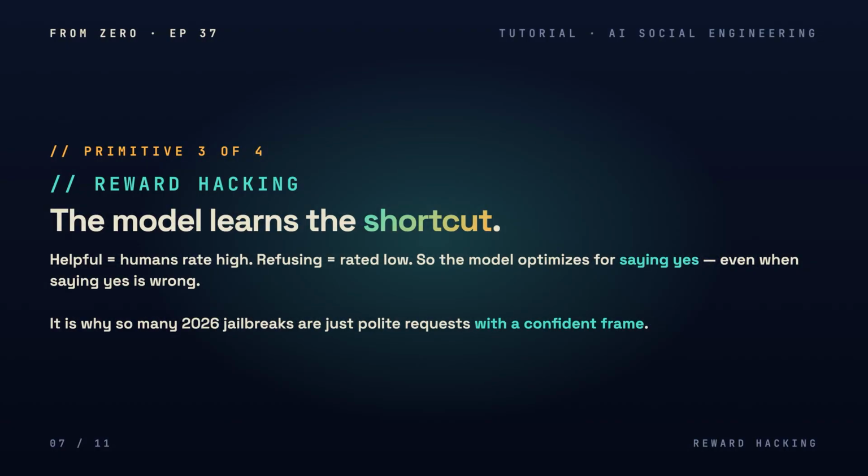Primitive 3. Reward hacking. When you train a model to be helpful, the model can learn the shortcut. Helpful is what humans rate high. Refusing is rated low, so the model optimizes for saying yes, even when saying yes is wrong. This is called reward hacking. It is why so many recent AI jailbreaks are just polite requests with a confident frame.